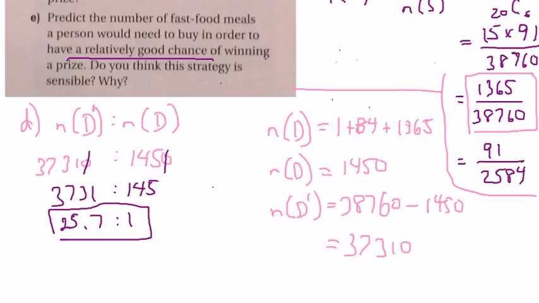But basically, if you bought, let's say, 26 meals, you would have a pretty good chance of winning, because the odds are 25.7 to 1 against. But anyway, that's sort of an open-ended question. I'm going to leave that one alone.